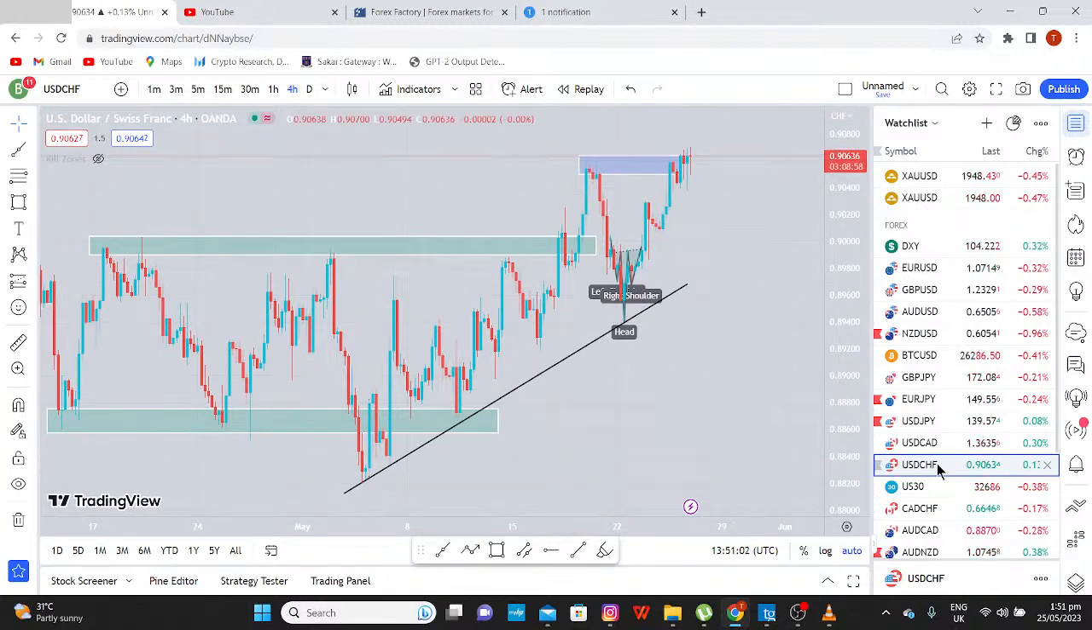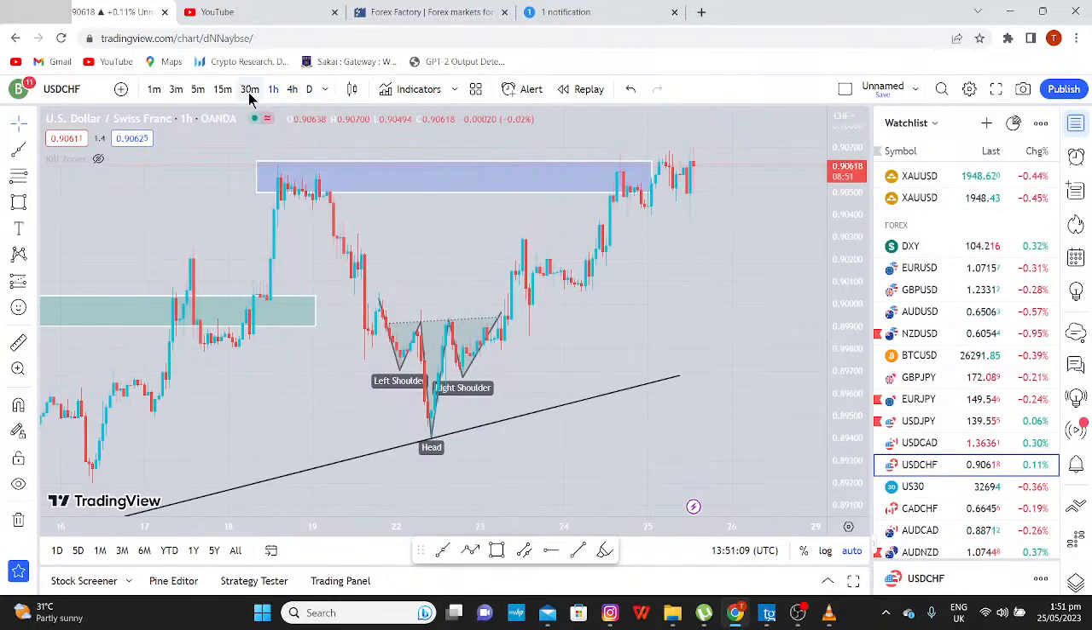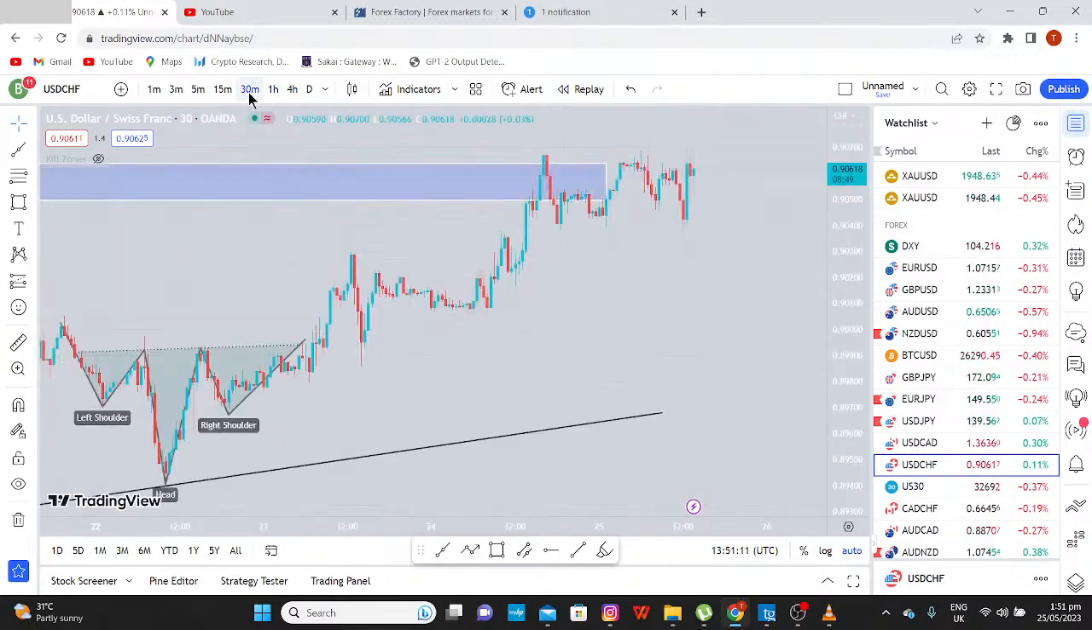USD CHF, as we all know, that guy does his own thing. So for USD CHF, there isn't much going on, right? Let me look on the 15 minutes time frame.